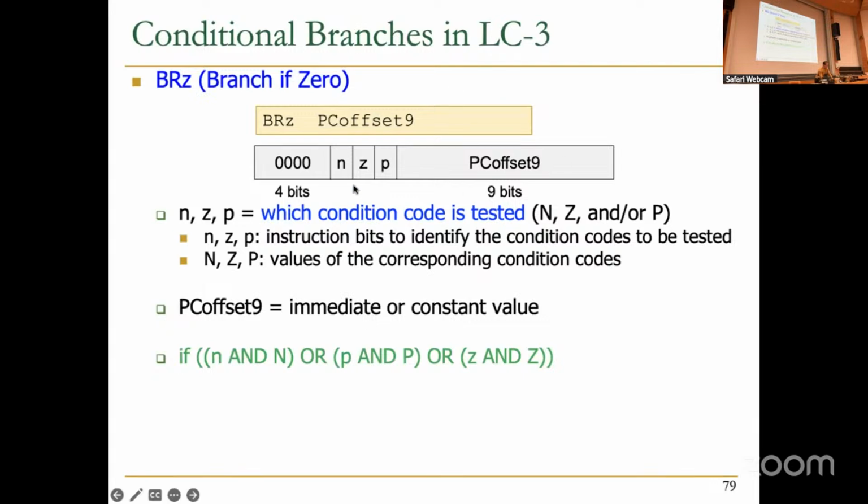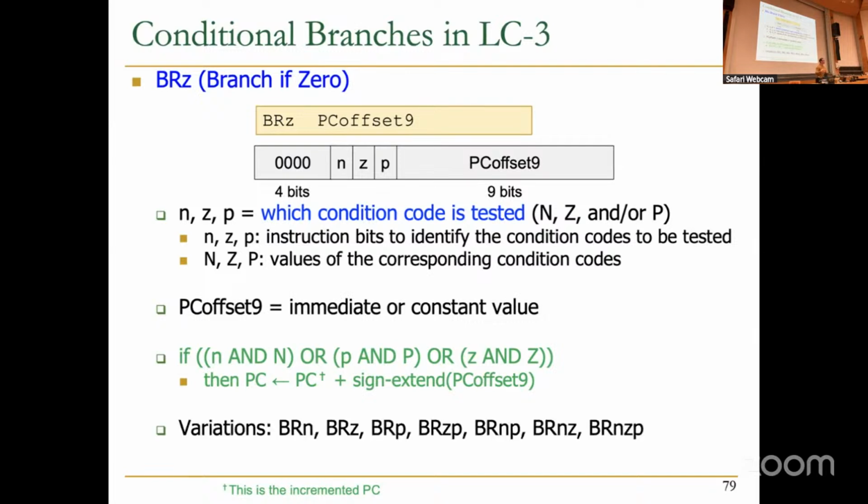If I'm testing for the N condition code and the N bit is set, or if I'm testing for the P condition code and the P bit is set, or if I'm testing the Z condition code and the Z bit is set, meaning the value that was written was 0, then I change the program counter to the incremented program counter plus the sign extended PC offset. Otherwise, I don't do anything, meaning PC was incremented anyway, so I go to the next instruction. So I branch only if I'm testing a condition code and that condition code is set.